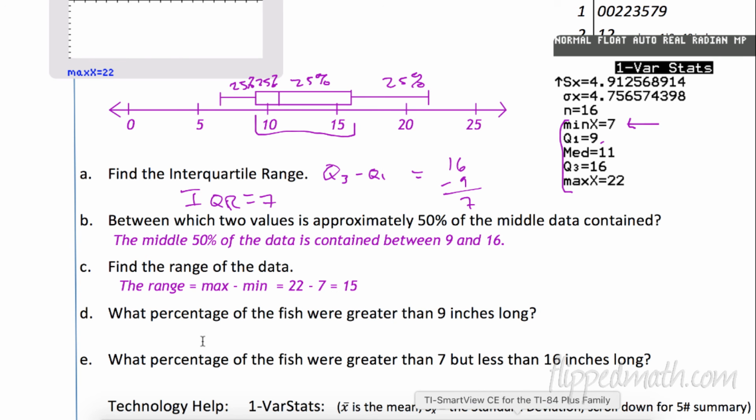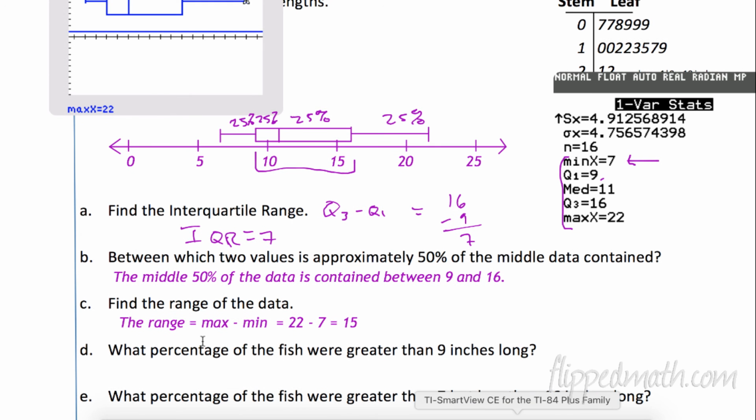What percentage of the fish were greater than 9 inches long? So I'm looking at my data here. This value right here is 9. So we're basically looking from here and up, the first quartile and up. And according to my box plot, that would be 25 and 25 and 25%. So that would be 75%, right? I mean, basically 75%, 9 inches or longer. So 75% of the fish.